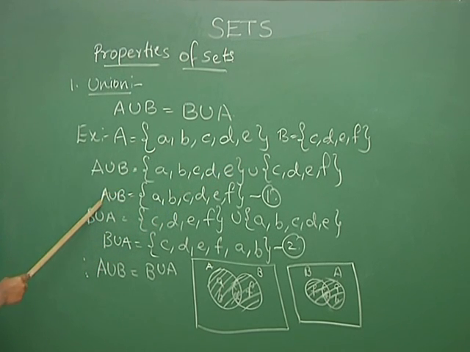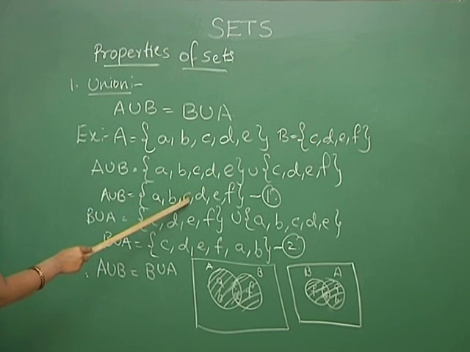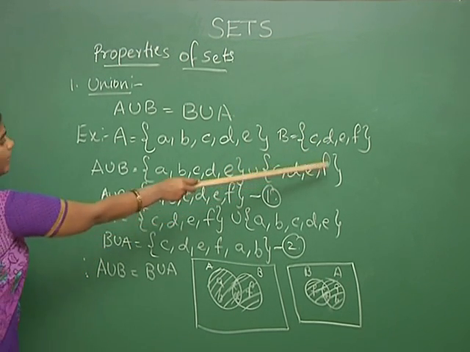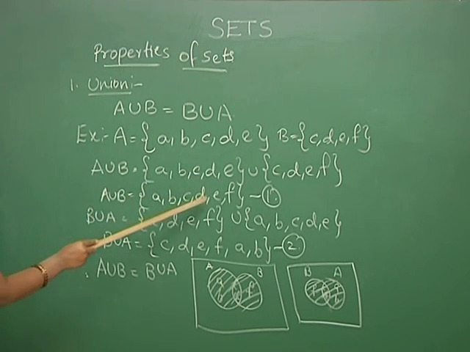So first, which set is there here? A. So write all the A set elements: A, B, C, D, E. And next, B set elements C, D, E, which we have already written here. So repetitions are not allowed. So the left out element is F. So A union B is A, B, C, D, E, F.